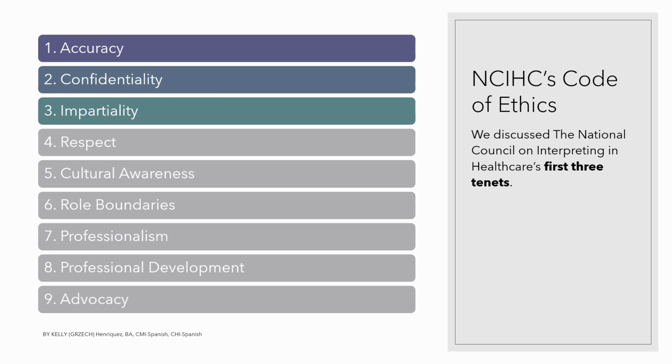The second ethical principle of confidentiality is about the privacy of the information that we often are tasked with interpreting in medical settings. And then the third ethical principle that was talked about was impartiality, which is basically opinions are like butts. Everyone has one, but chances are you probably don't want to see it during a medical interpreting assignment, right?